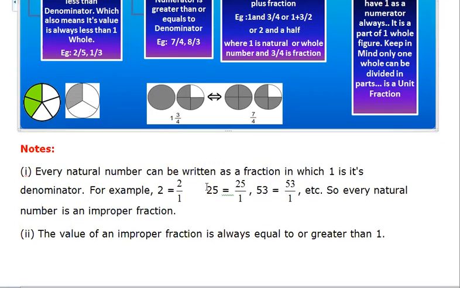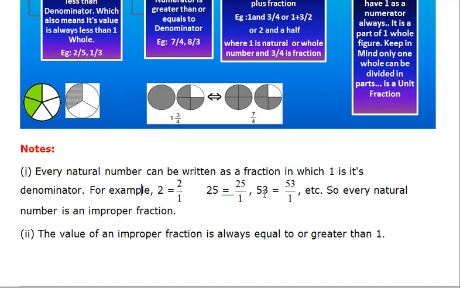Every natural number can be written as a fraction in which 1 is its denominator. For example, natural number 2. Simple whole number, that is 2. If nothing is there in the denominator, that means it is equal to 2 upon 1. There is a number 25. Nothing is there in the denominator. It is just a natural number, but it is equivalent to 25 upon 1.